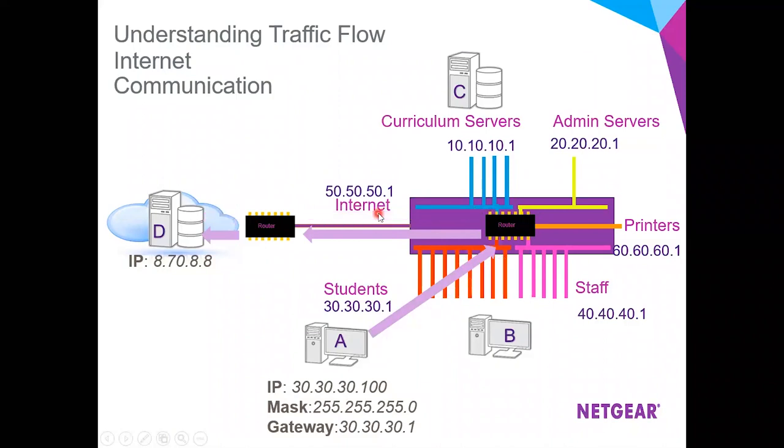That's crucial. That's where I see most of the issues in network implementations, because sometimes this router that has internet access doesn't know how to get the traffic back to the 30. So that's why we really need to understand these traffic flows. And that's how internet communication works with the inter-VLAN settings.